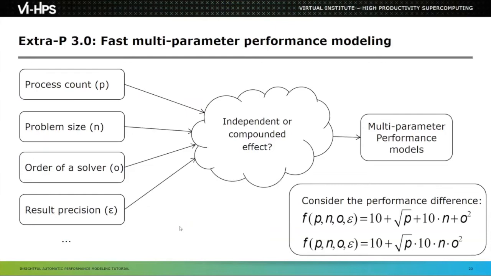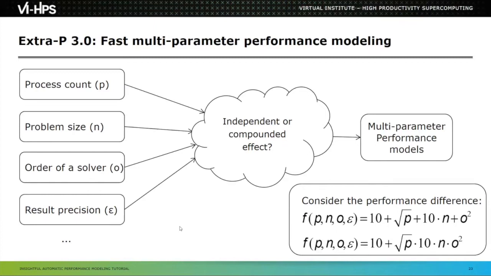Now I will get into a few advanced topics, ExtraP, so a few modifications that we made over the years. We created a new version, ExtraP 3.0, where we introduced fast multi-parameter performance modeling. The background for that is, of course, that not every application has just one configuration parameter. In the end, usually we want to analyze several parameters.